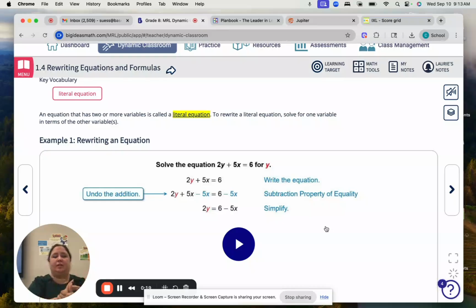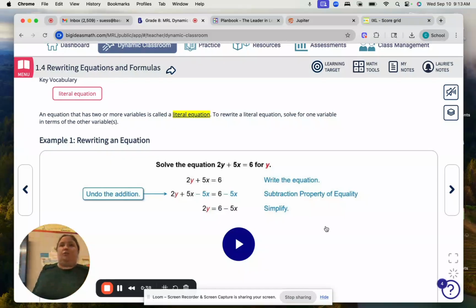So your first vocab word, literal equation. Somebody raise your hand and tell me what the definition of literal equation is. Logan. An equation that has two or more variables. Is he correct? Yes, very good. So to write a literal equation, you're going to solve for one variable in terms of the other variable.